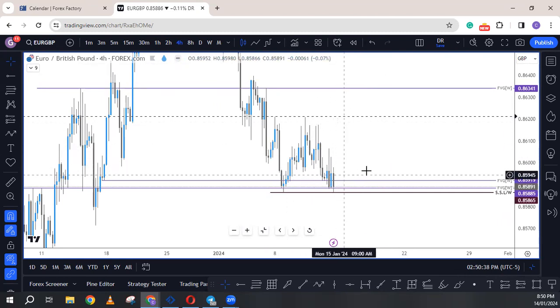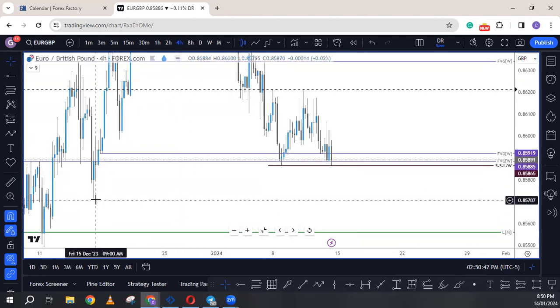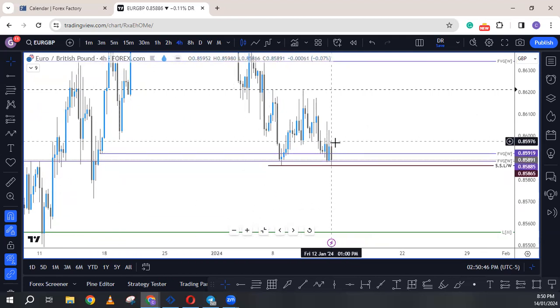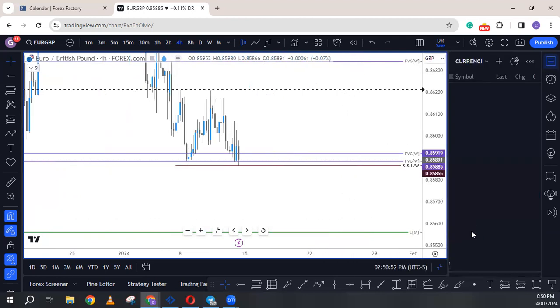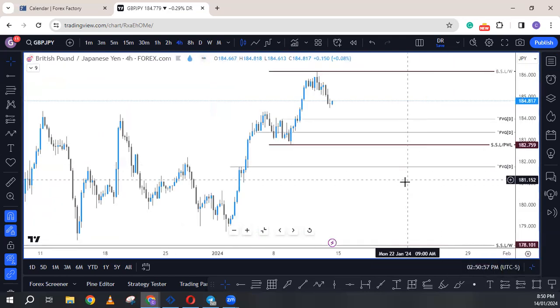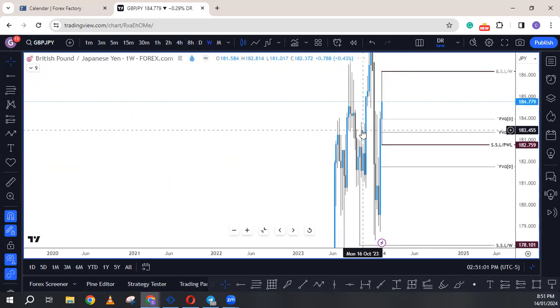But for now, it's still bearish. We still have this low here and this slight fair value gap here. So apart from that, if it does not take out this high, any rally on it might just still be a move to the downside. So the next we're going to look at is Pound Yen.